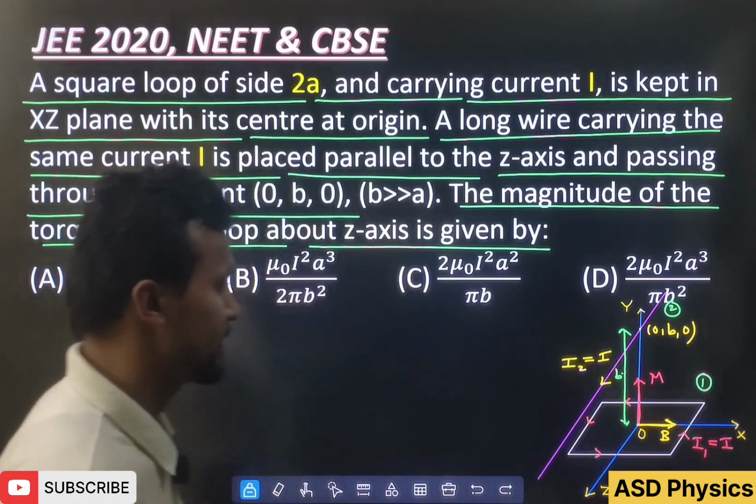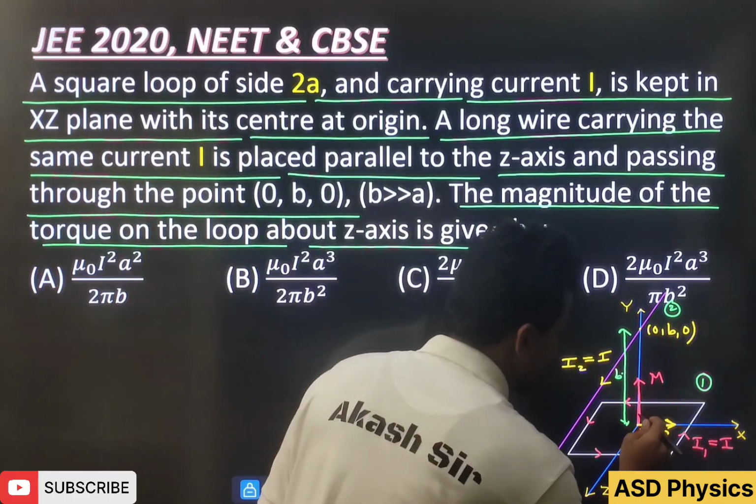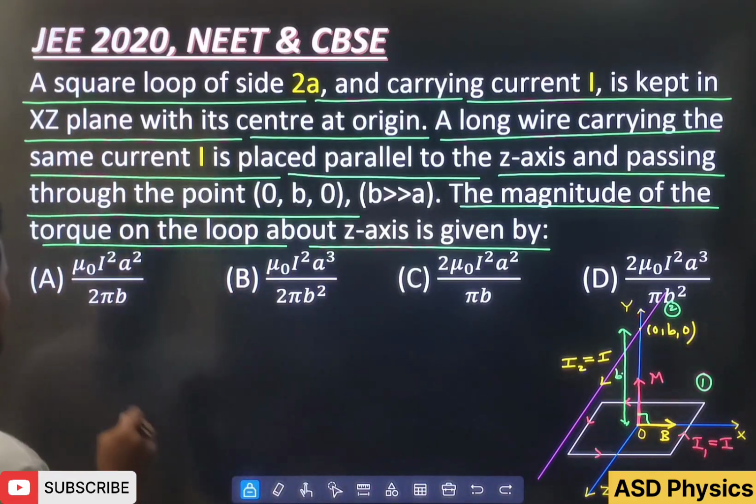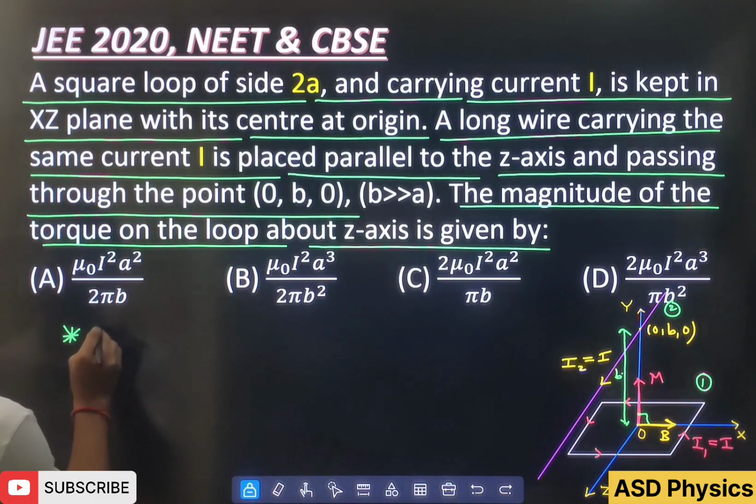Remember that here you can see very well the angle between the magnetic moment and the magnetic field is 90 degrees. So from here I can write the torque formula.